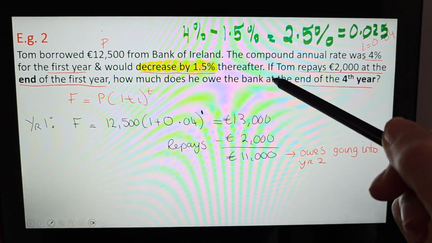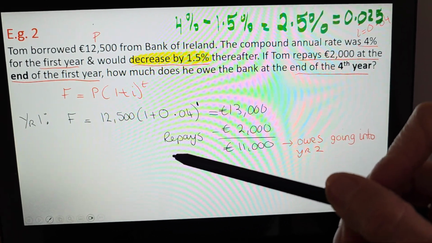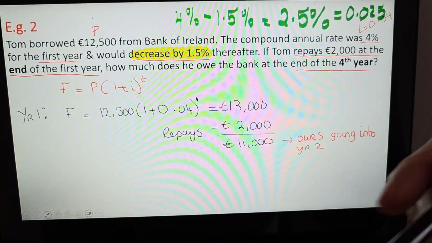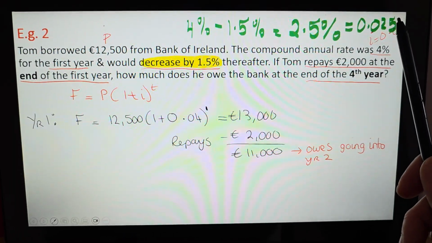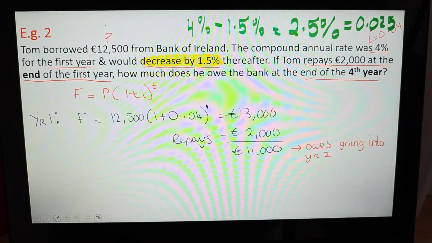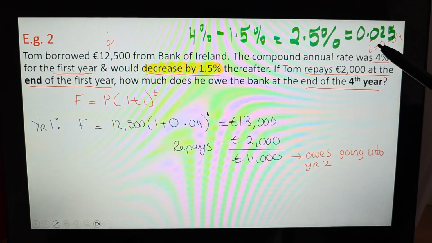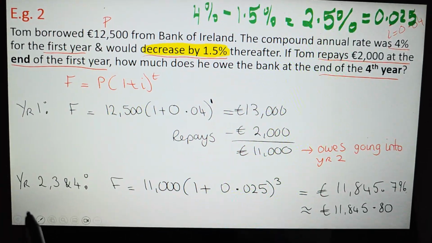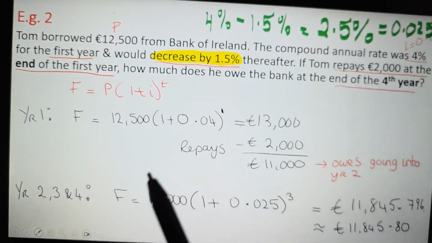He's not repaying anything else, which means because nothing else is happening throughout the other 3 remaining years, I can do the 3 remaining years in one go, okay? Because they all have the same interest rate. If the interest rate changed again for, say, year 3 or year 4, you'd have to do them separately. But it's remaining at that interest rate for years 2, 3, and 4, so I'll do them all in one go. Okay, so year 2, 3, and 4, F equals, I'm using my compound interest formula.